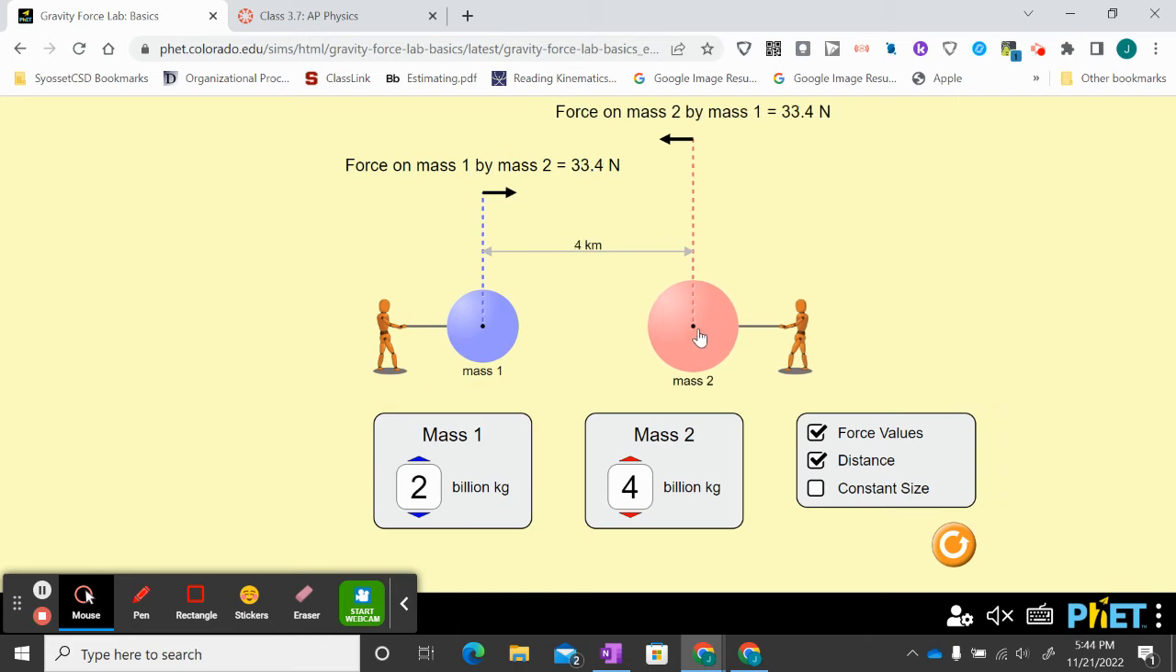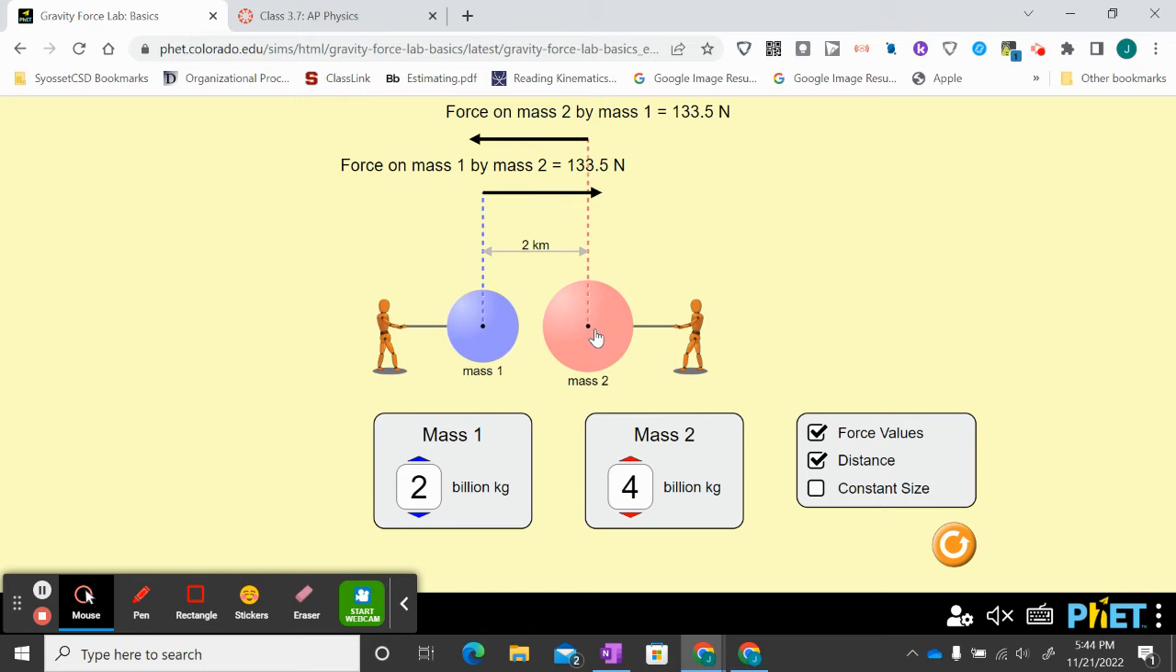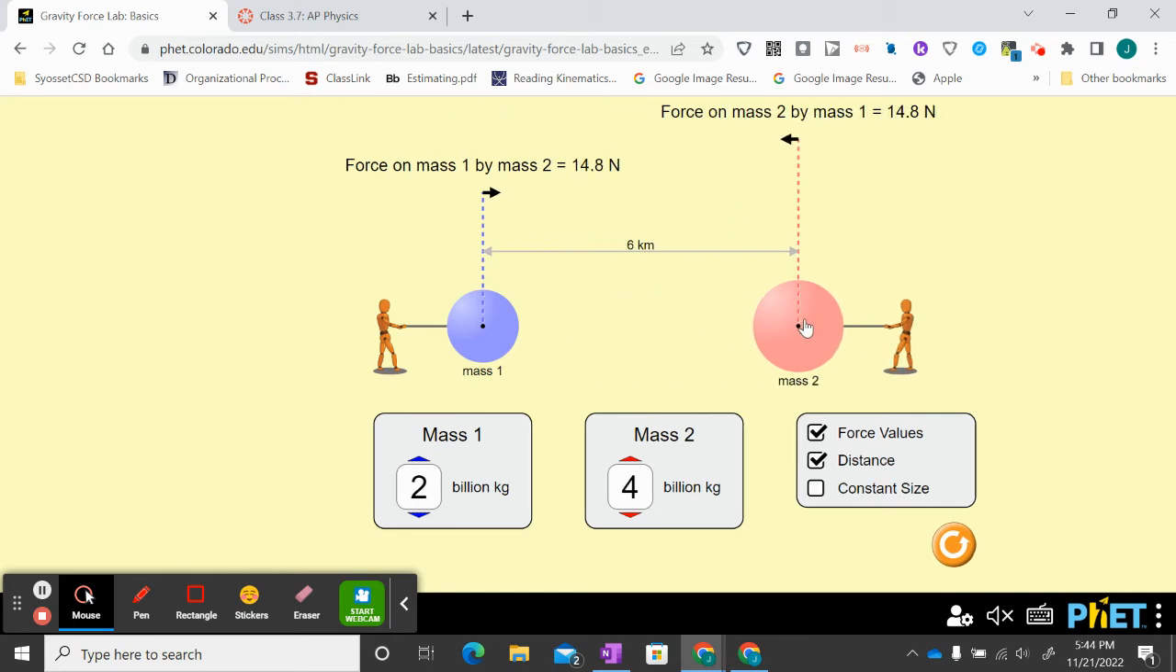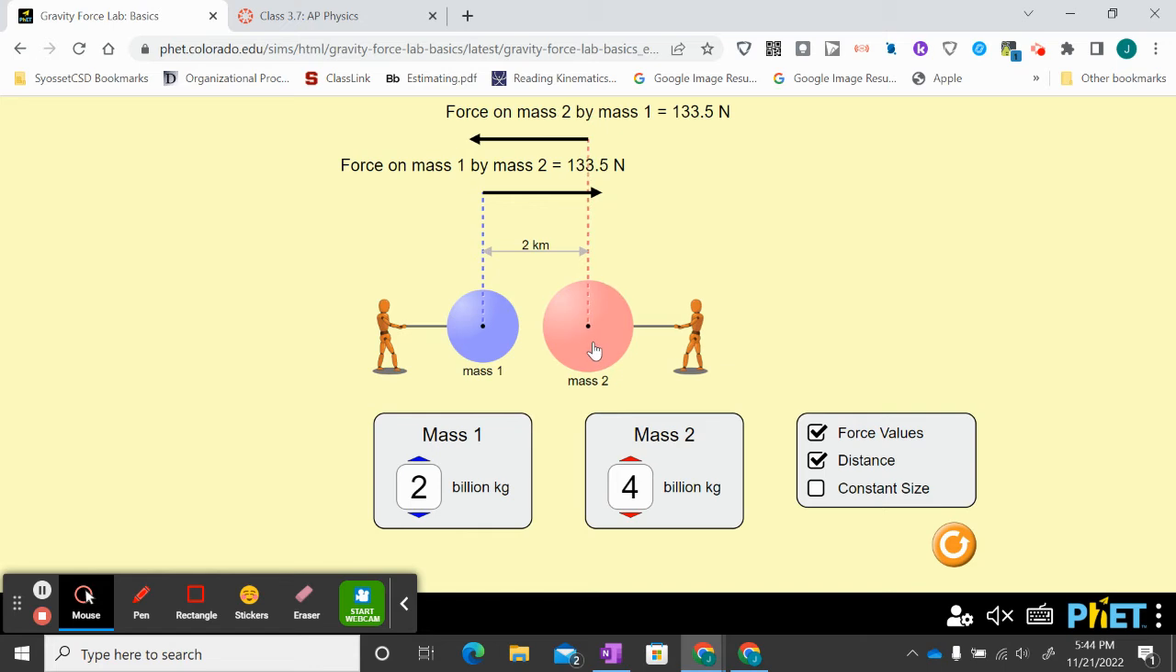You'll get 1/4 the force. And if you go from 2 kilometers to 6 kilometers, you'll get 1/9 the force. All right, so just make sure you throw those in your calculator so you can see that. All right, we'll use the simulation now.